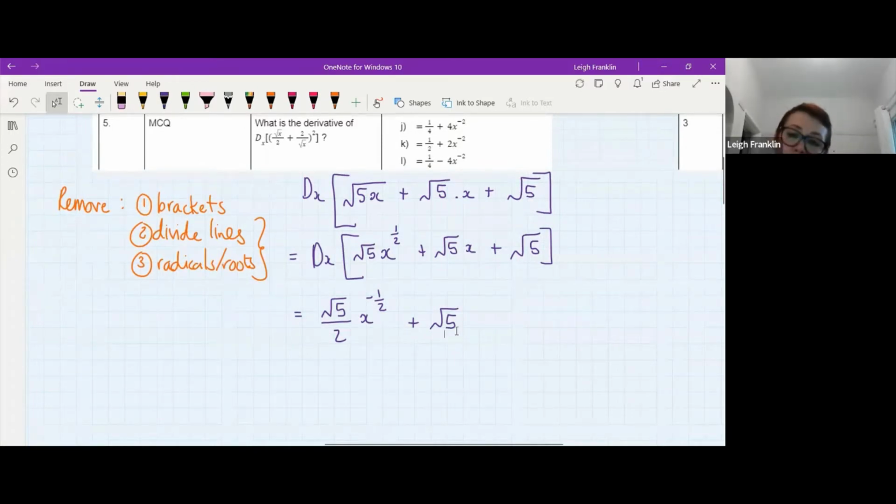And then the constant, the derivative of any constant would be 0. So root 5 is a constant, isn't it? So the derivative of root 5 would be 0. And that would be your answer.